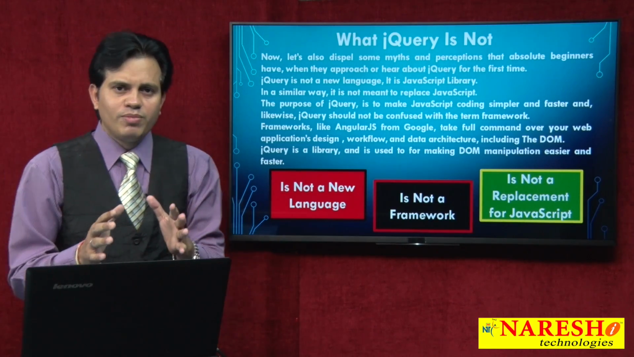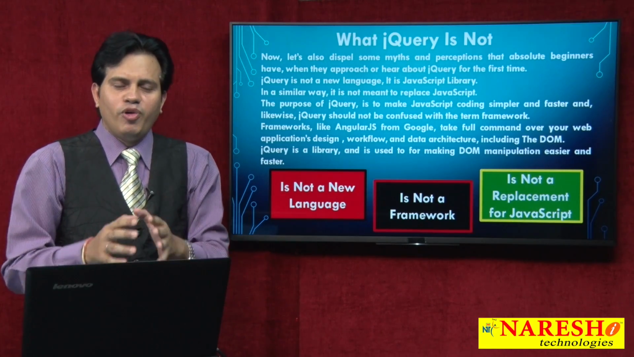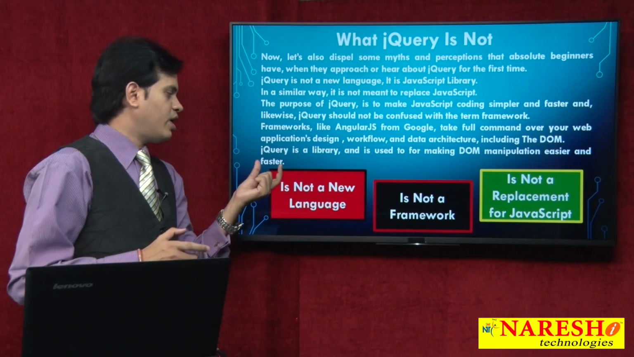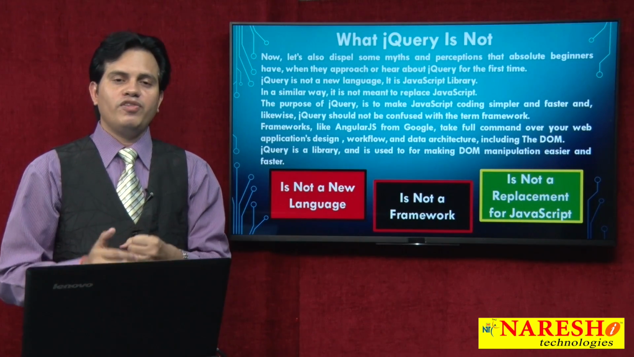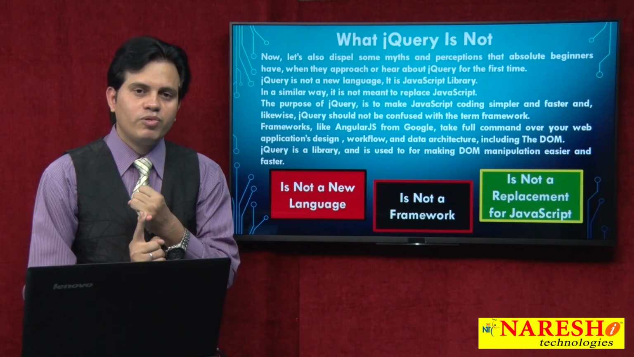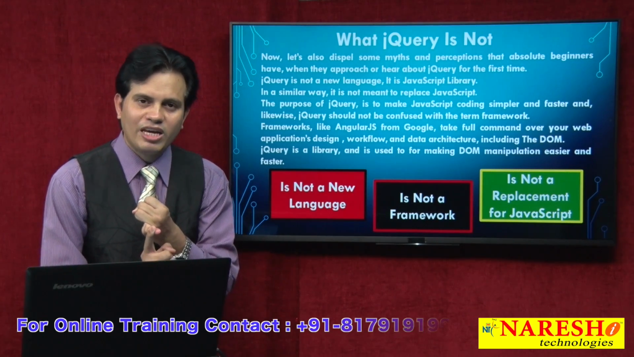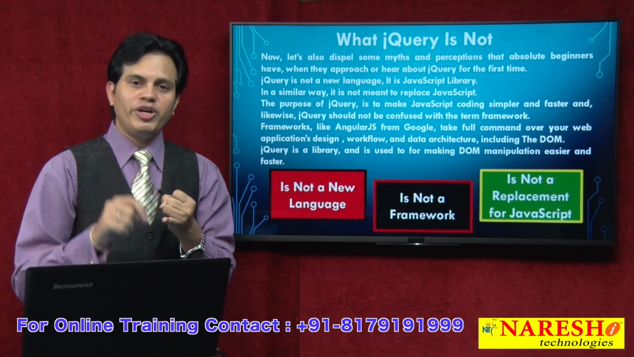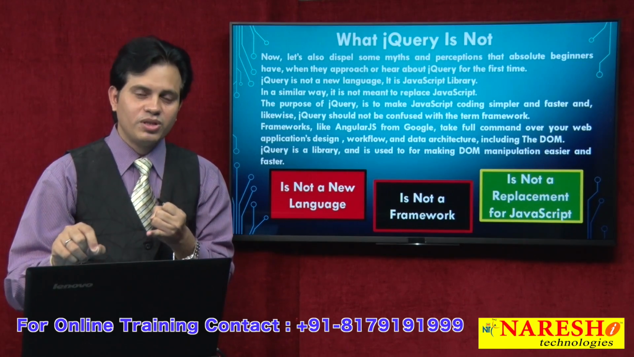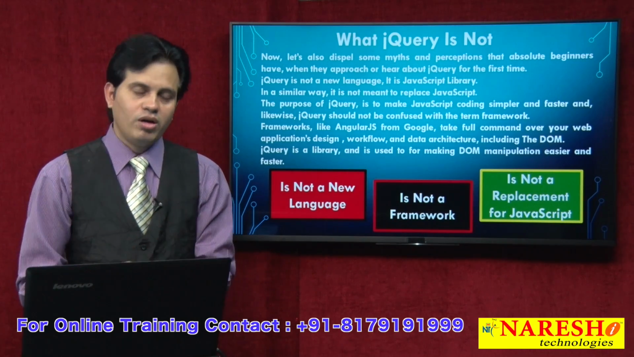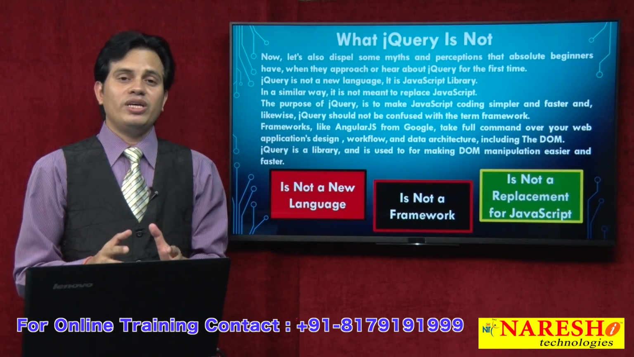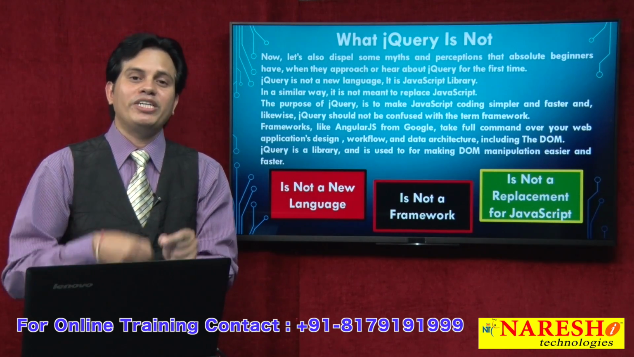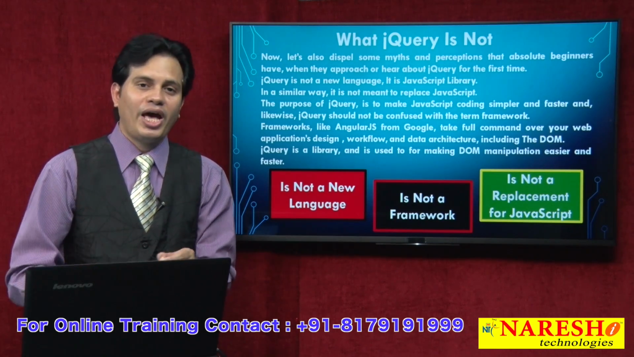So jQuery is a library which has been focused in the market mainly for making DOM manipulation easier and faster. So what is the final conclusion? jQuery is not a new programming language, or not a programming language at all. jQuery is not meant for replacement of JavaScript. jQuery is not a framework, or you can say jQuery is an alternative option for writing plain JavaScript code in a better way and in a very simple and easy way.